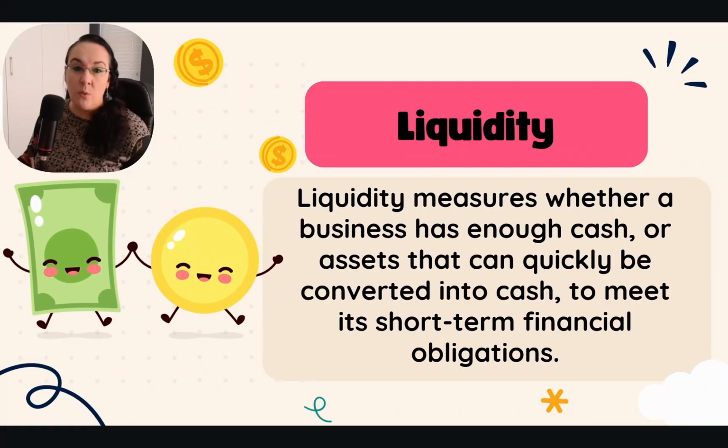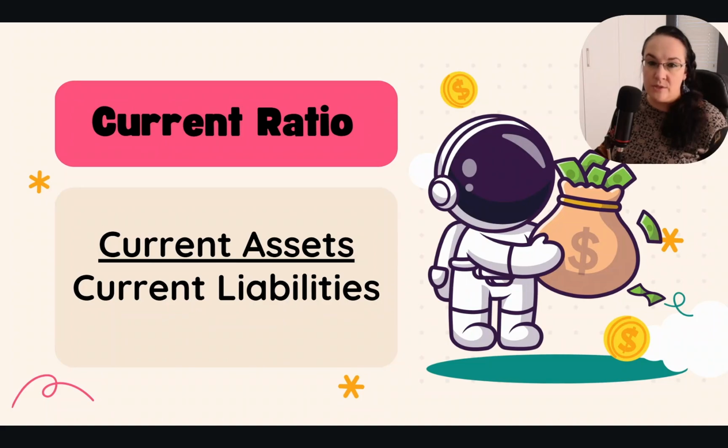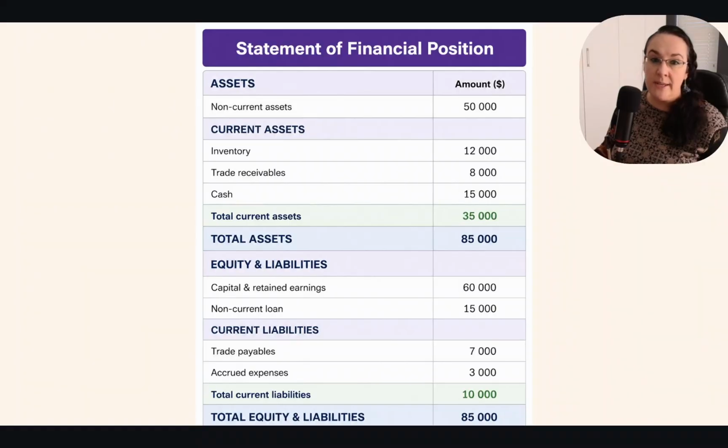Liquidity measures whether a business has enough cash or assets that can quickly be converted into cash to meet its short-term financial obligations. We are going to look at the two liquidity ratios, current ratio and asset test ratio. Current ratio, its formula is current assets divided by current liabilities. So we are going to typically need information from a statement of financial position, also known as a balance sheet, in order to calculate these ratios.